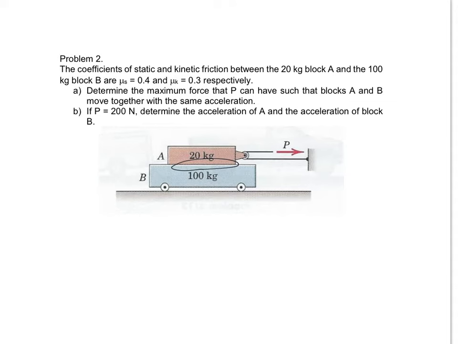And if we want to find the maximum, this extreme value for P, then we're going to set the force in between A and B to its maximum, up to that mu s times N. All right, so part A. To determine the maximum force P can have such that blocks A and B move together with the same acceleration, I'm going to draw this free body diagram of them as if they were one block, one 120 kilogram block.